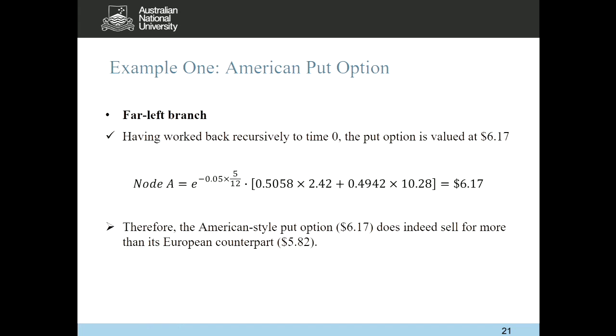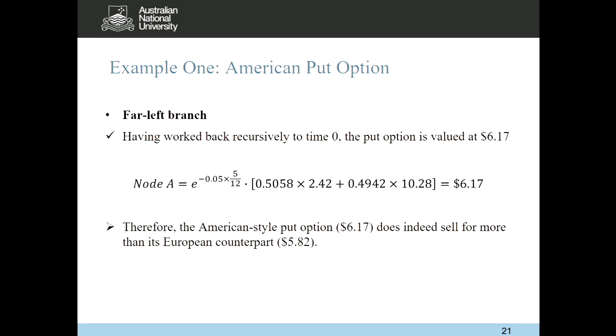Now, if it's an American put option written on the same underlying stock, it costs us $6.17 to get into, which makes sense, because the American put option is always worth more than its European counterpart. The reason is that you have the additional flexibility to exercise that put option early, and that's worth an extra bit of money. So that's why the American put option sells for more than its European counterpart. Does it make sense?